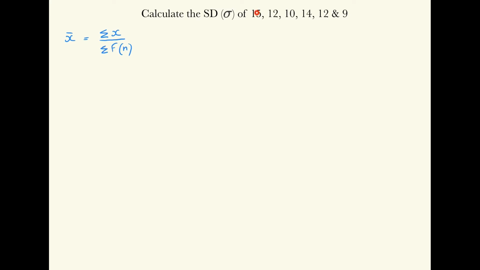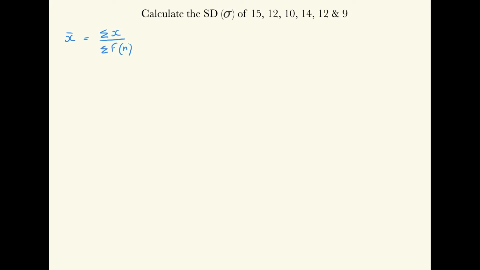Now, each of these numbers, except for 12, occurred once. You can see that 12 occurred twice there. So in this scenario, we'll just count up how many numbers there are. Or if you want to do it this way with the sum of f, you would write 15 occurred once, and 12 occurred twice, and 10 occurred once, and 14 occurred once, and 9 occurred once, and you'd add up how many times each number occurred, and that's just the same as adding 1, 2, 3, 4, 5, 6. So it's just 6.